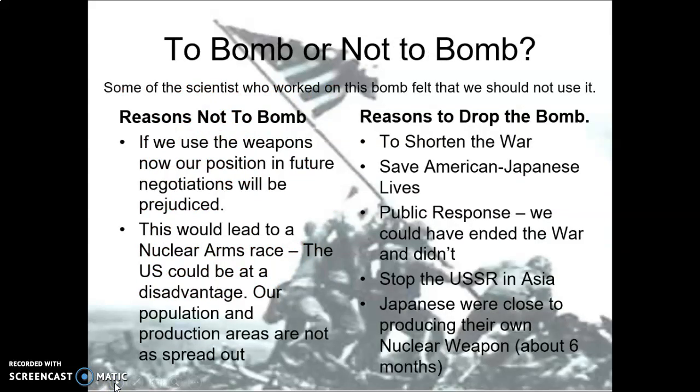So, to bomb or not? Here's reasons not to bomb. If we use the weapons now, our position in the future negotiations could be prejudiced. This would lead to a nuclear arms race. The U.S. could be at a disadvantage. Our population and production areas are not as spread out.